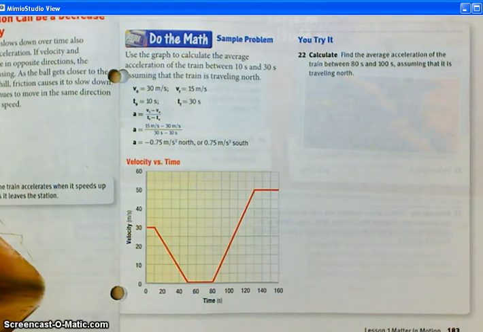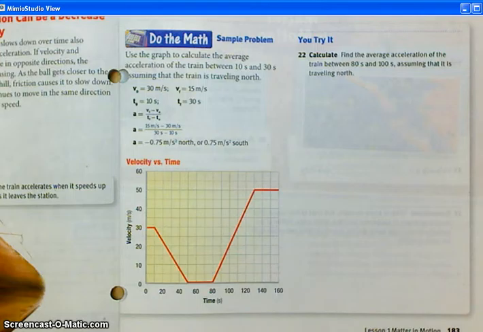Okay, this is screencast number 5, and it should be the last one for Unit 4, Lesson 1. I am on page 183, and I'm looking at the sample problem where it says, do the math. It says, use the graph to calculate the average acceleration of the train between 10 seconds and 30 seconds, assuming that the train is traveling north.